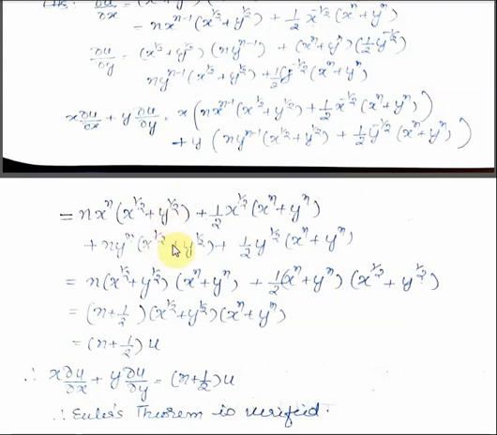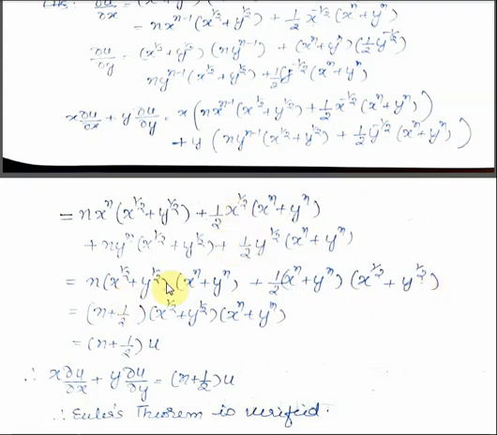No, here the terms are common. x power half plus y power half is common, and n is also common. When I take n into x power half plus y power half common, here x power n is left plus here y power n is left. Similarly, here half is common. x power n plus y power n is common. Therefore, half into x power n plus y power n is taken outside. Here x power half is left plus y power half.